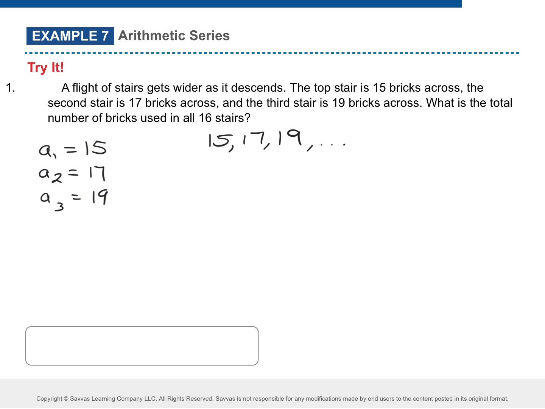Okay. It wants to know the total number of bricks used in all 16 stairs. What are we looking for? Bricks. We're looking for the sum by the time we get to 16. By the time we get to the 16th stair, we're trying to find the sum of all the stairs together. Does that make sense? Would it be 16? So we need to find what N is, right? No, it wants us to find when N is 16, because there's a total of 16 stairs, right? We'll just count. Okay. Could count.